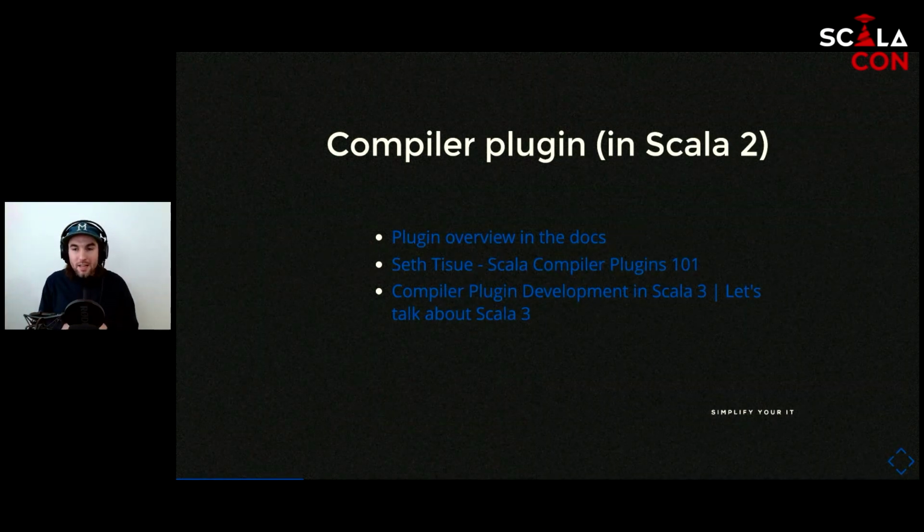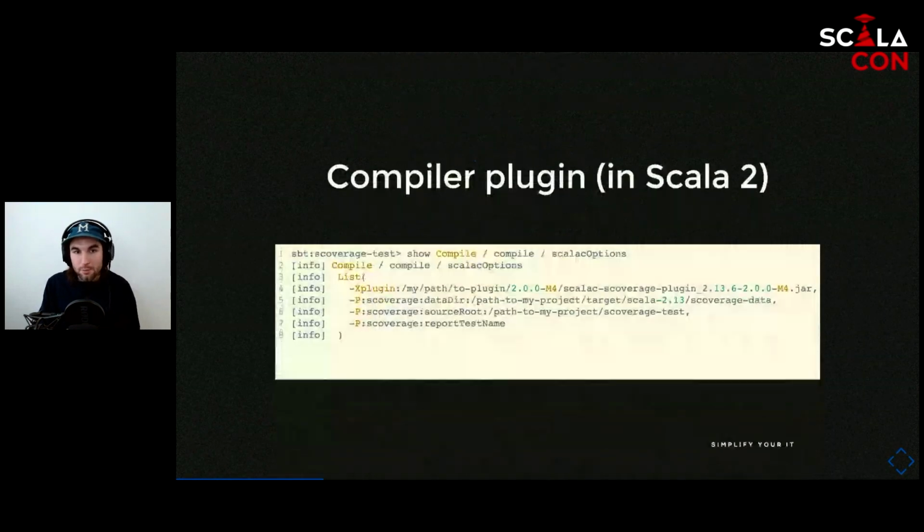For Scala 2, Scoverage is a compiler plugin, and we're not going to do a very deep dive into compiler plugins. There are tons of other great resources on that. To name a few, there's the plugin overview page in the Scala docs, which is really good. There's a video from Seth Tisue called Scala Compiler Plugins 101, which is exactly what it sounds like. And there's a really great video for Scala 3 called Compiler Plugin Development in Scala 3, part of the Let's Talk About Scala 3 series. Those are three great resources to learn more about compiler plugins.